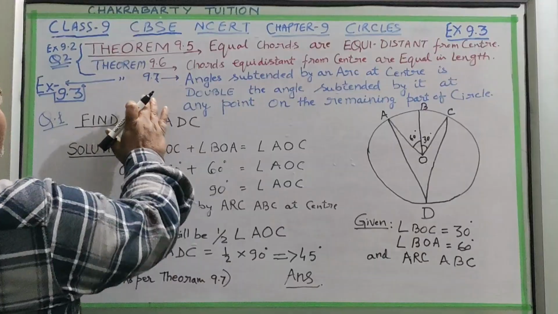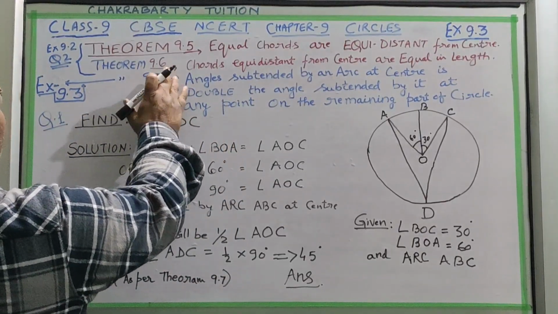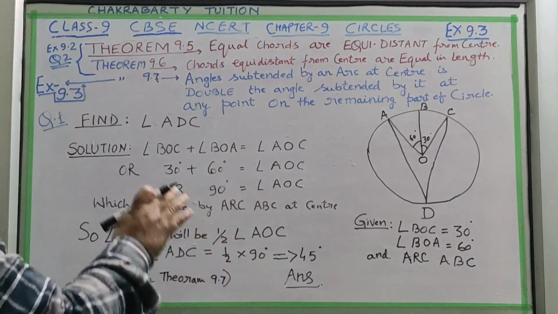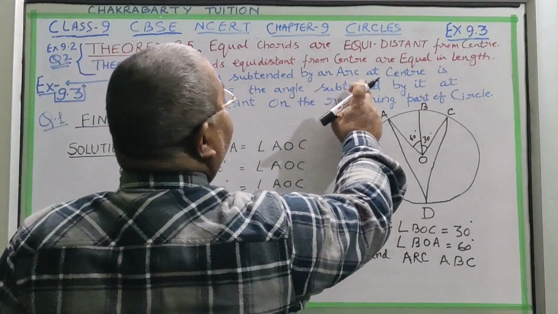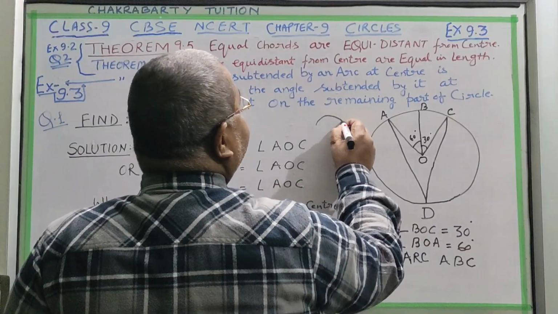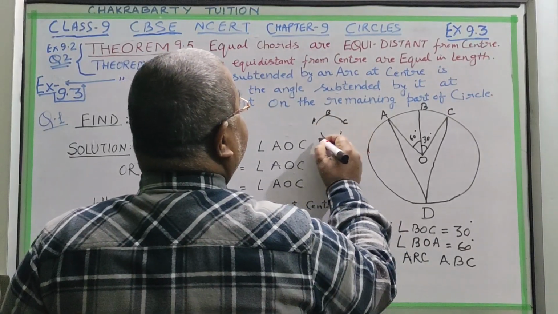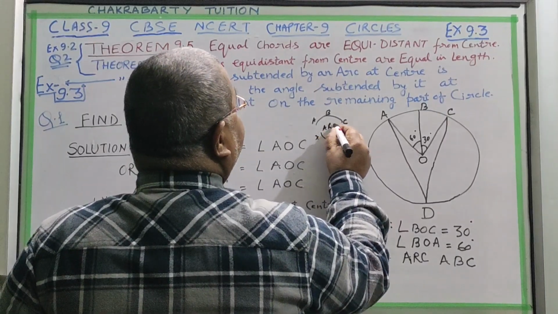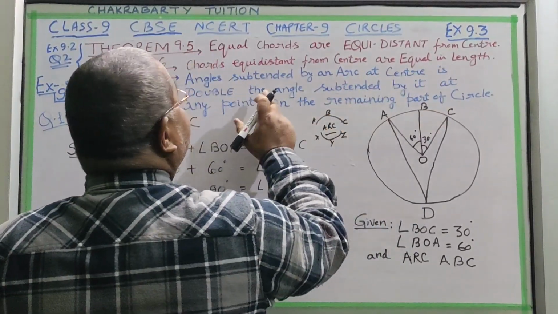Now we will cover theorem 9.7. 9.6 is over; from 9.7, exercise 9.3 is concerned. So these theorems you have to keep in mind. What it says: the angle subtended by an arc. Suppose an arc is there, ABC. We write an arc by this name, ABC, or like XYZ. The angle subtended by an arc at the center is double.